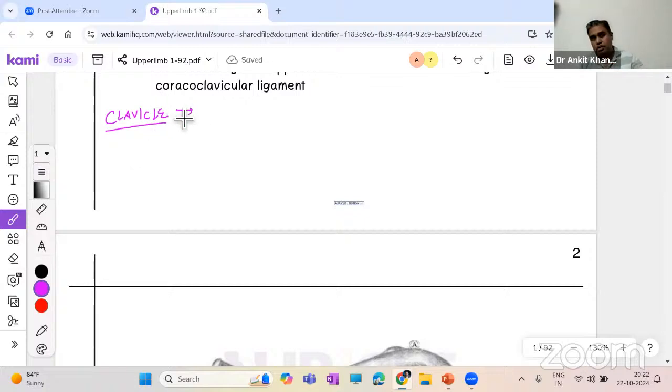When we were in UG, in first year MBBS, this clavicle was famously called a 6 month bone or supplementary bone. Then we asked why such a different name.